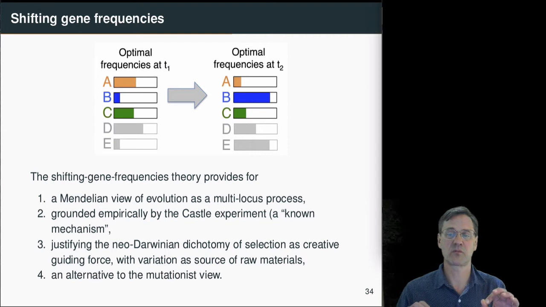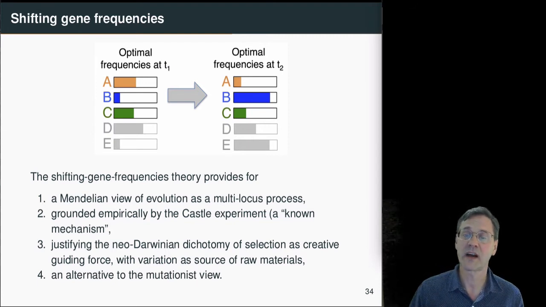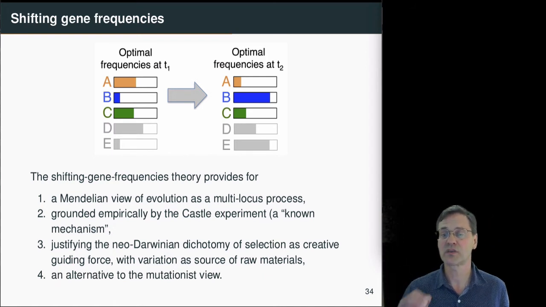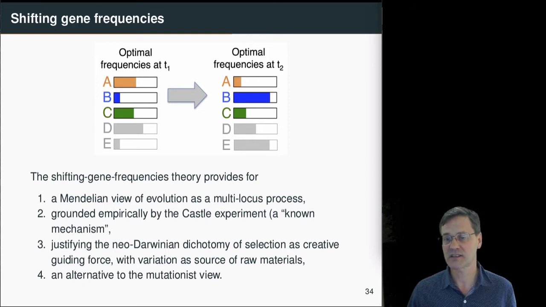That's why Castle's experiment was so important for the modern synthesis. That's why it plays such a central role in Provine's historical analysis. That is, this result, the Castle experiment, is important logically and it was important historically because it allows for a rebuttal to the mutationist conception of evolution as a two-step process in which mutation proposes, selection disposes.